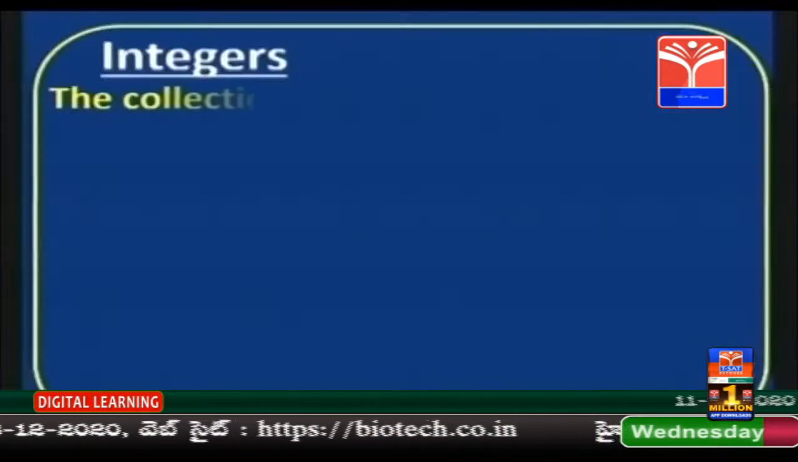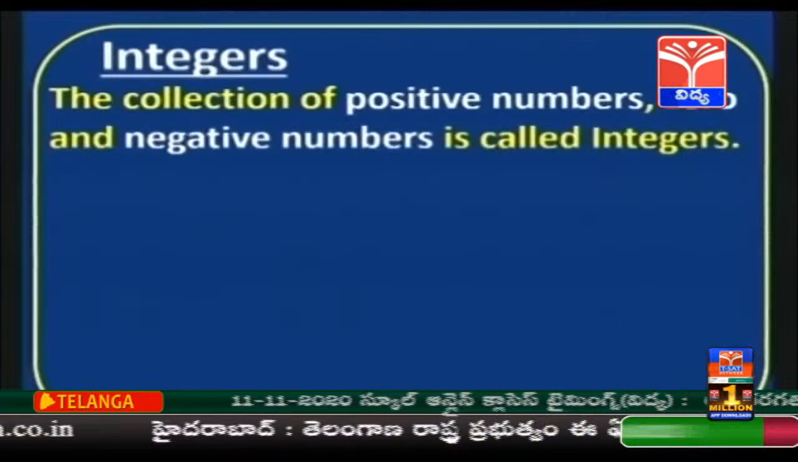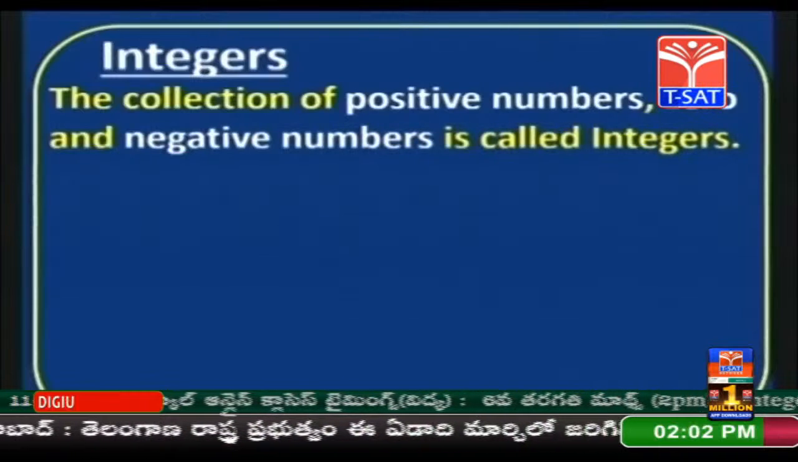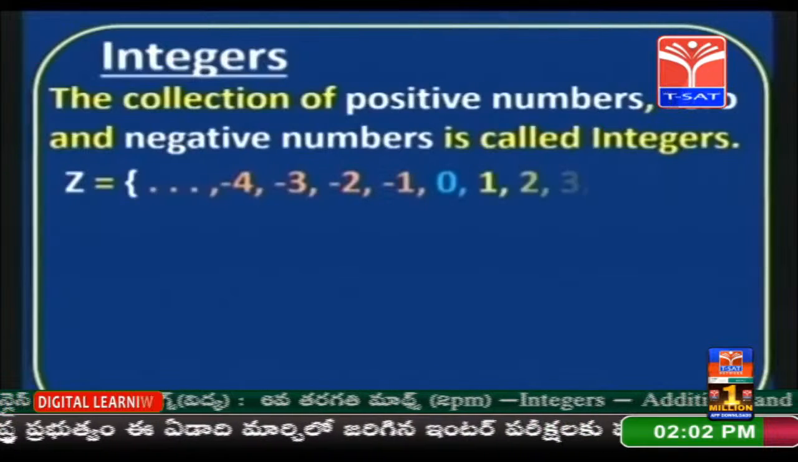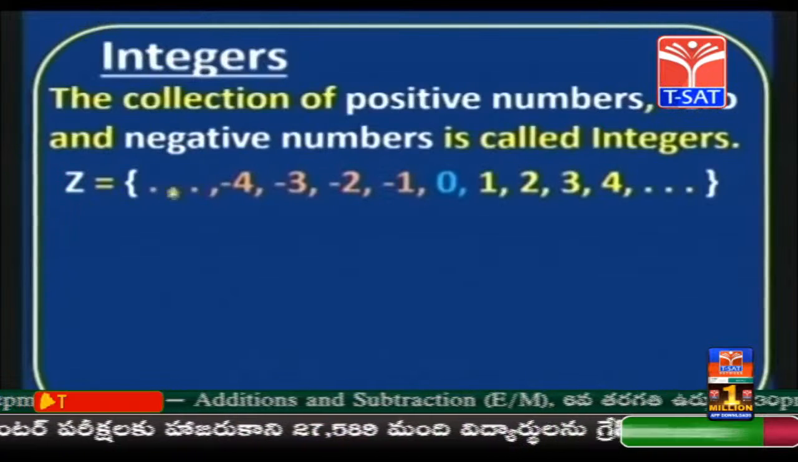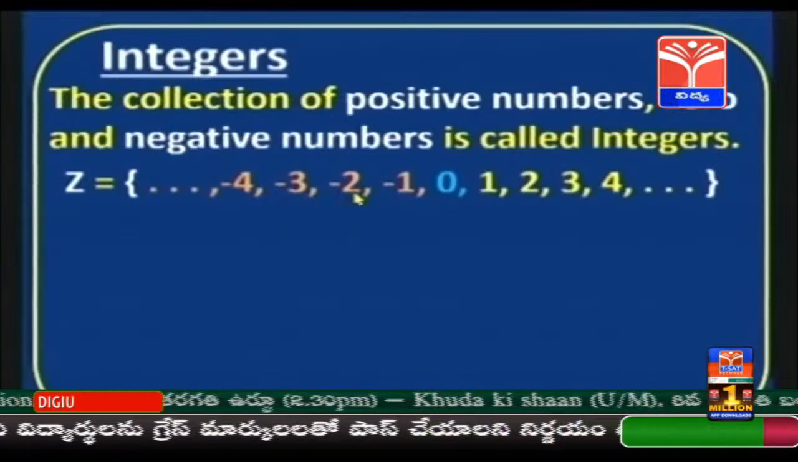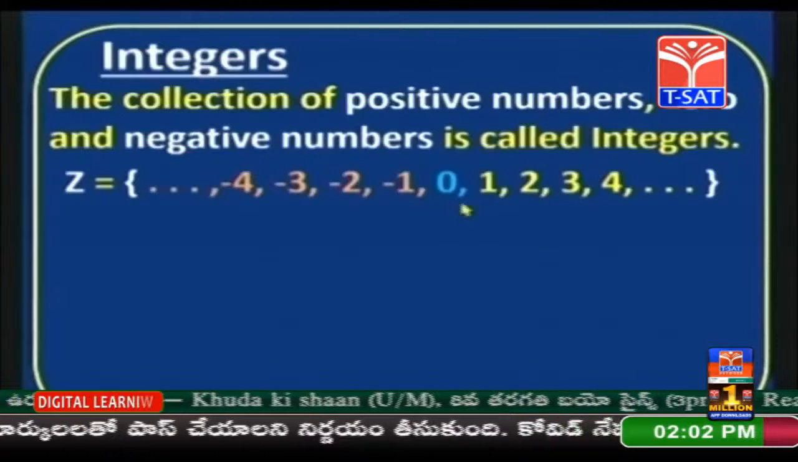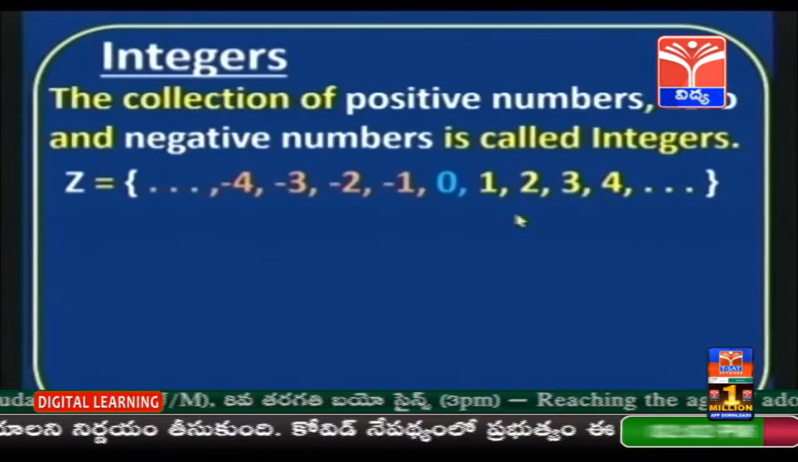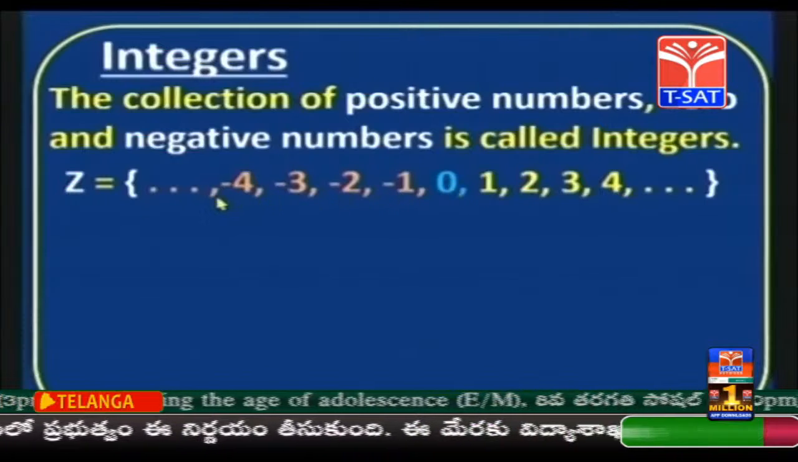Okay, before going to our topic, let us recall what are integers. The collection of positive numbers, 0 and negative numbers is called integers. Okay children, now you can observe the screen here. I am representing integers with Z, and here you can observe infinity to minus 4, minus 3, minus 2, minus 1, 0, 1, 2, 3, 4 and so on. Here these are positive numbers, this is 0, these are negative numbers.